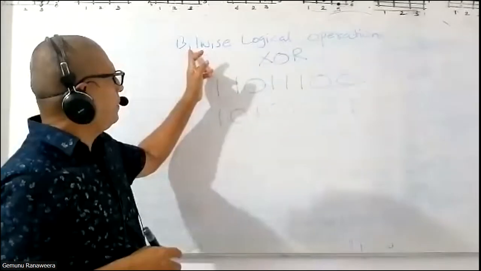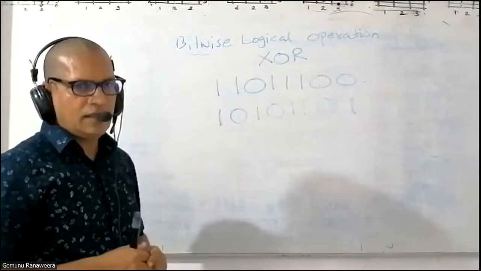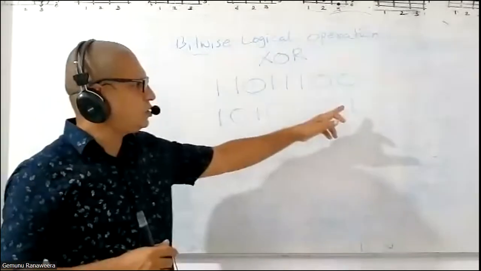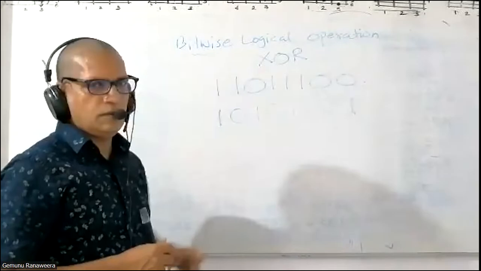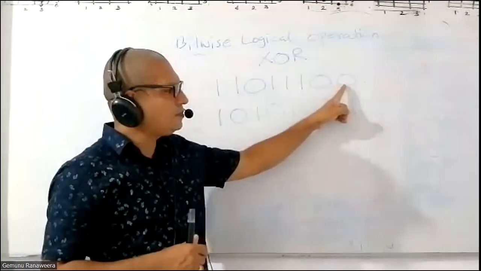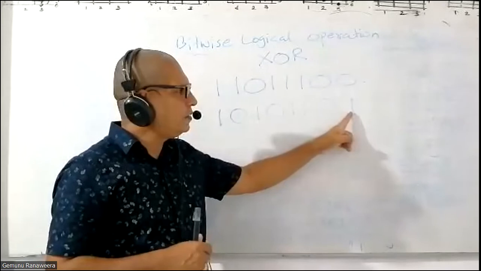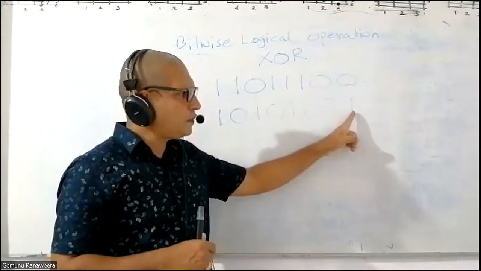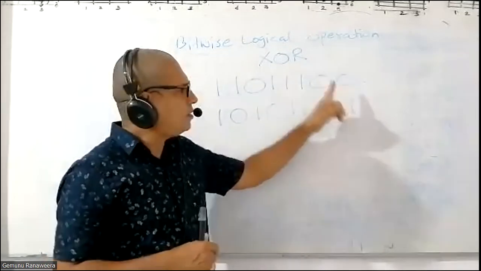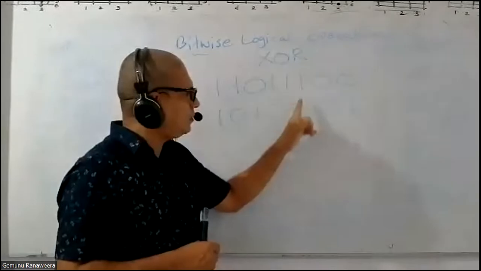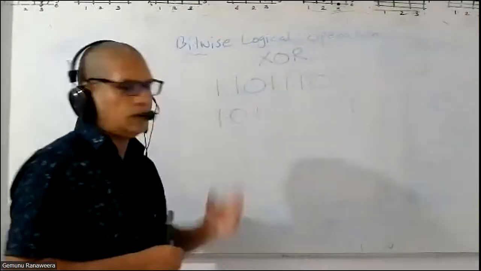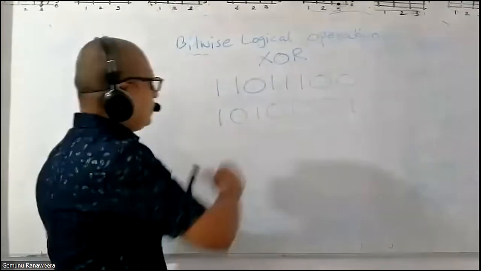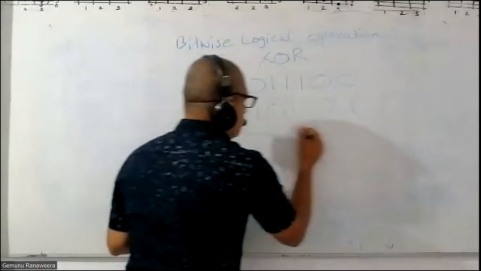So normally a bitwise logical operation is carried out in this way. So you take these two bit streams in the case of exclusive OR. This bit is evaluated with this bit. That means the first bit of the first bit stream is evaluated with the first bit of the second bit stream. And the second bit is evaluated with this one, third bit with this, fourth bit with this, and so on. Right?